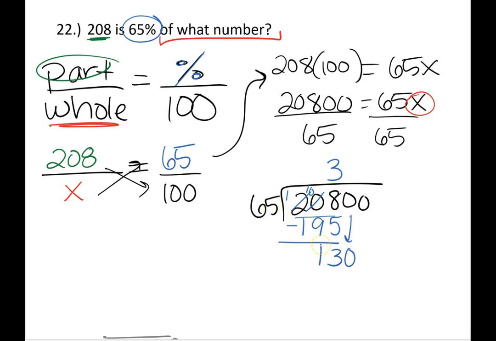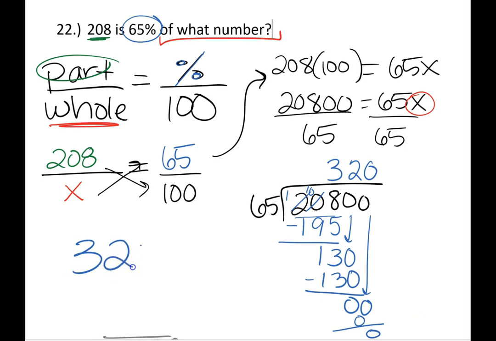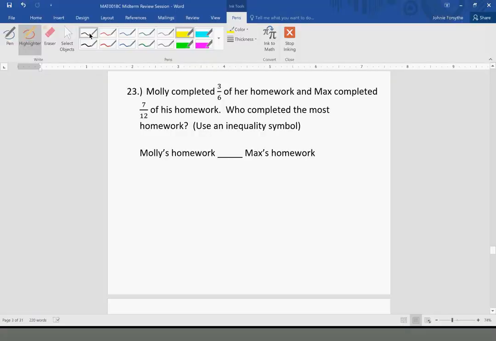So now 65 divides into 130 2 times. 2 times 5 is 10, carry the 1. 2 times 6 is 12, plus 1 is 13. Okay, 0, and we have one more 0 to bring down, and so 65 goes into 0. 0 times 65 is 0, so it's a remainder of 0. So the answer is 320. So 208 is 65% of 320.